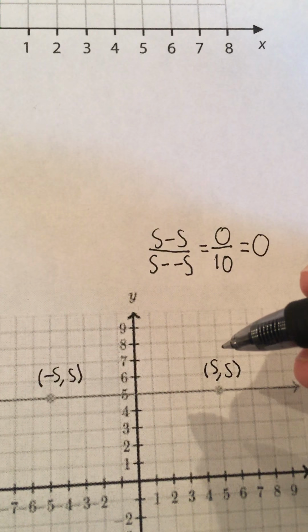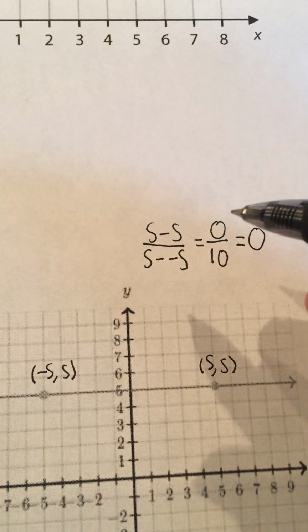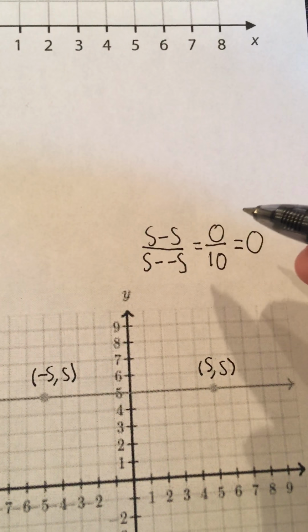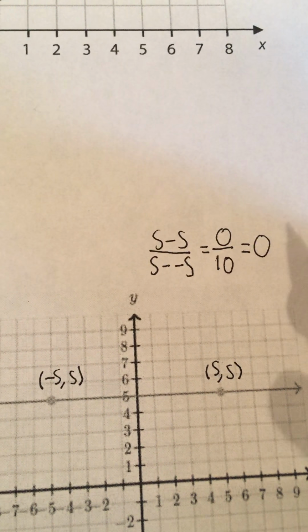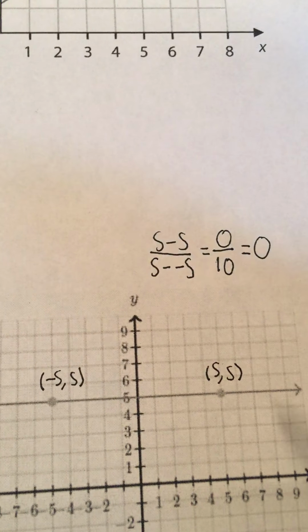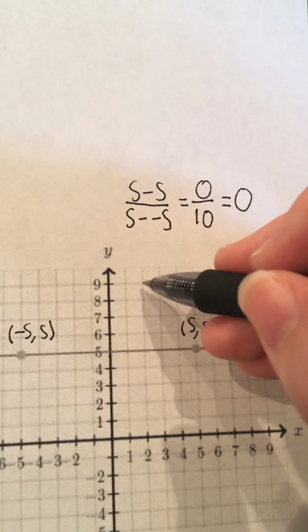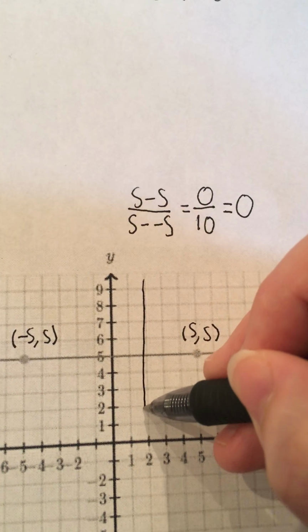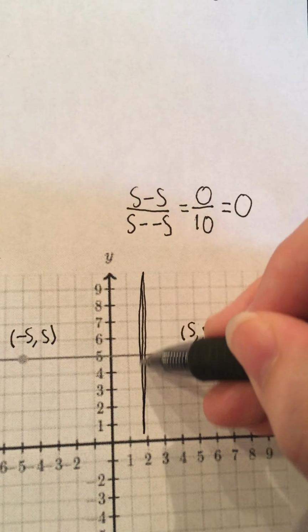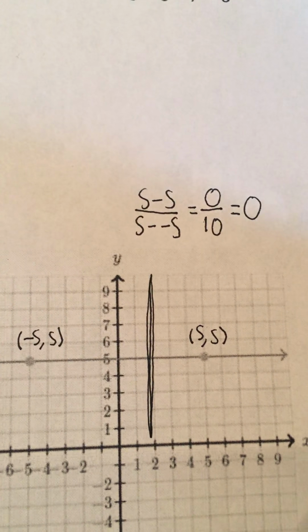Now, if these had been switched so that it was 10 divided by 0, then we would have an undefined slope. An undefined slope is when it goes completely straight up and down like that. That's a horrible line, but you get the picture.